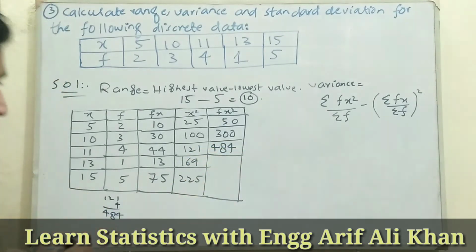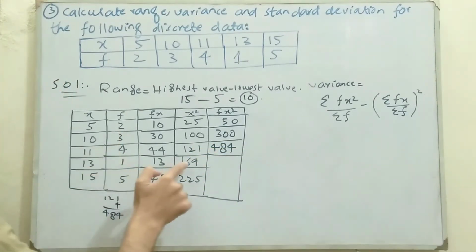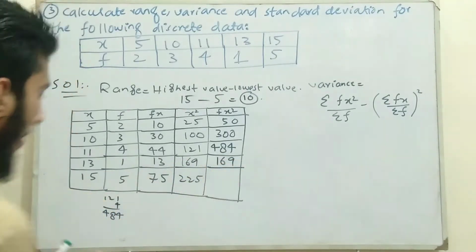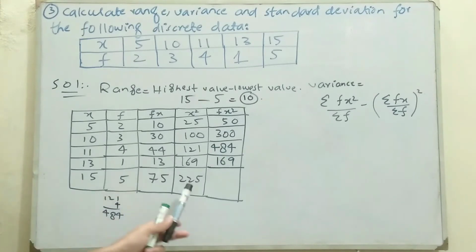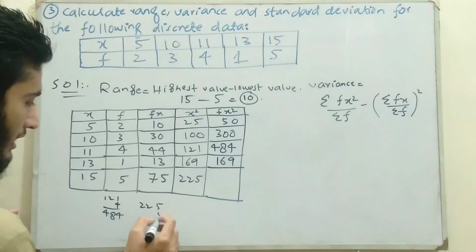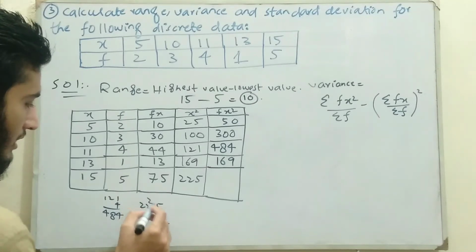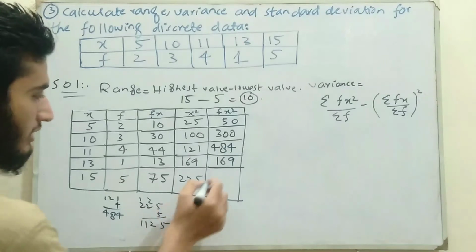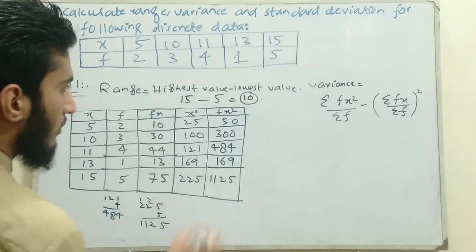After this we are going to calculate f of x square. In this case f is 1 and x square is 169, so it will give us 169 by multiplication. Now f is 5 and x square is 25, so 5 multiplied by 25 gives us 125.